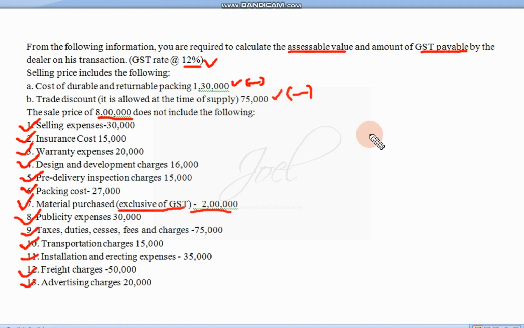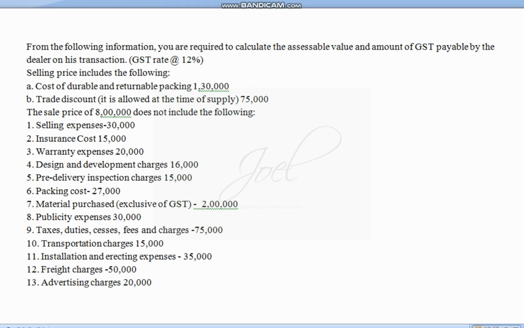Now we can notice one item in this problem, profit margin is not given. When profit margin is not given, we cannot assume and write, so that's why profit margin we are not going to add. We are not adding profit margin. These items we are adding, and these 2 items we are going to deduct. Yeah, so we'll see the solution.